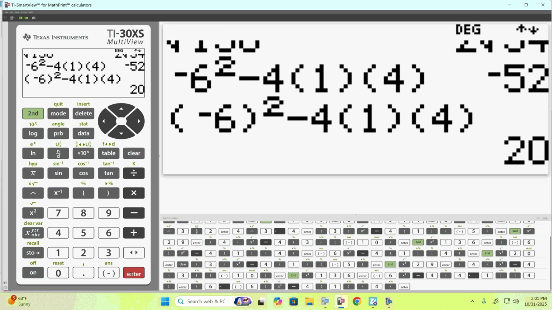-6 squared, -6 times -6 should be positive 6 times 6, which is 36. So we're really looking at 36 minus 16. 36 minus 16 should be 20. The reason that the other calculation gave us -52 is the calculator did 6 times 6 and said it's 36, stuck the negative on. So now it's actually calculating -36 minus 16, which would give us our -52. We kind of see the issue there.